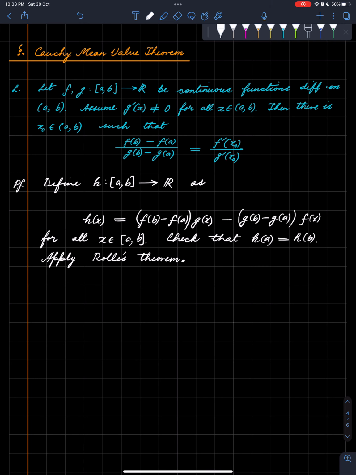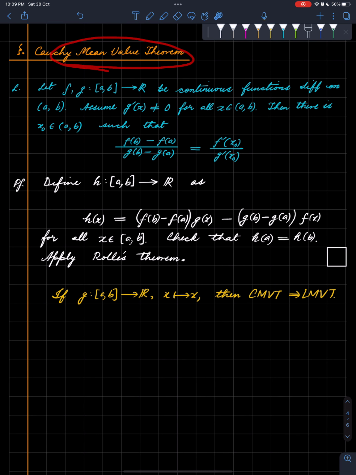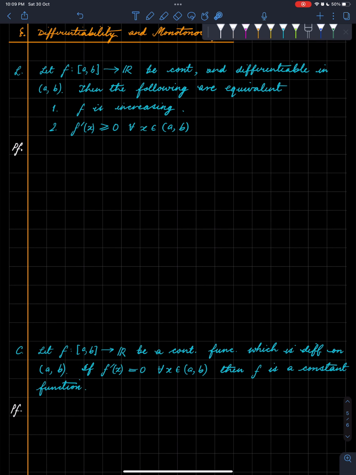Okay. So that proves this. And as a special case, if g is defined as g(x) = x, then you recover Lagrange's mean value theorem, because then this is b minus a and that is just 1. So Cauchy's mean value theorem implies Lagrange's mean value theorem. So this is so far the most general result that we have seen in this list of results, and I don't have anything more general to say anyway.